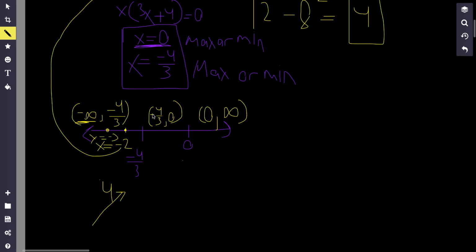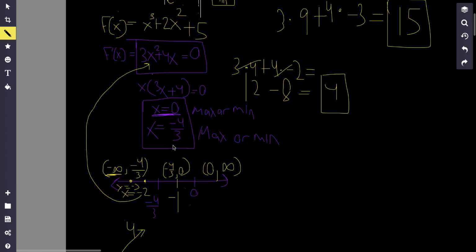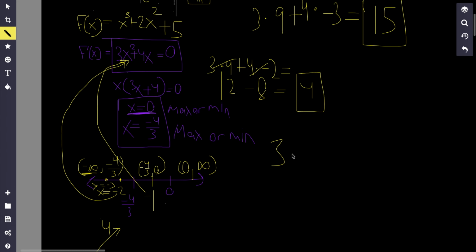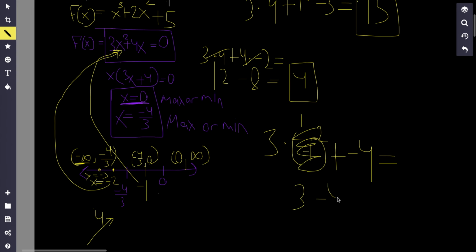Now, from the interval from -4/3 to 0, what's a number in between these two values? Let me just keep it simple. Let me just pick -1. -1 is in between these two values. So once again, I plug -1 into my derivative. So I get 3 times -1 squared plus 4 times -1, which is -4. This is just 1. 3 times 1 is 3, and then this is going to be -4. So this is going to be equal to -1.